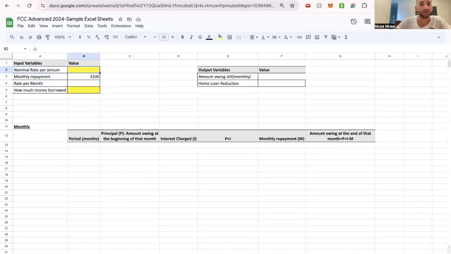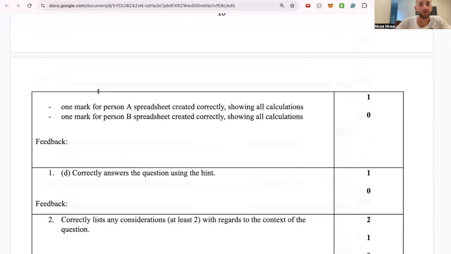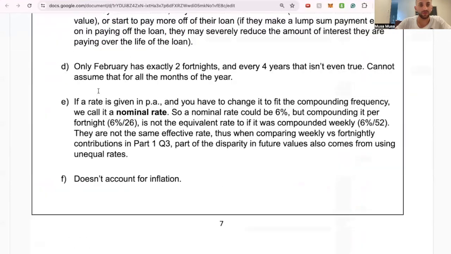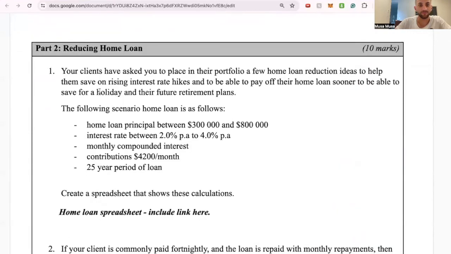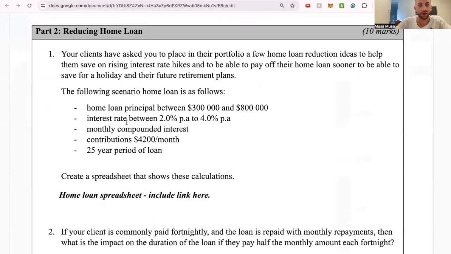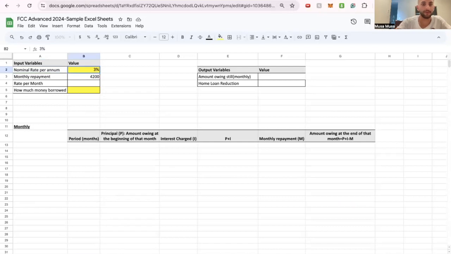So we've got to decide on a nominal rate. What are the range of values? 2 to 4%. Sure, let's make it 3%. Perfect. The monthly repayment is already 4,200, so I can't change that. My rate per month is going to be that divided by 12. So it's going to be this B2 cell, 3% divided by 12.